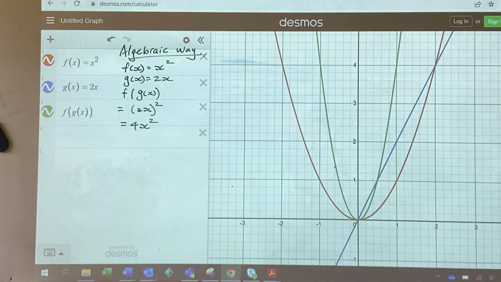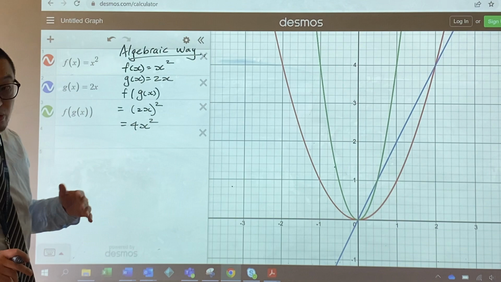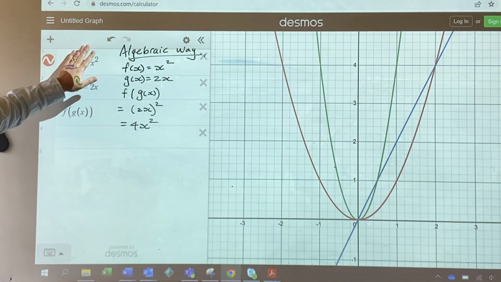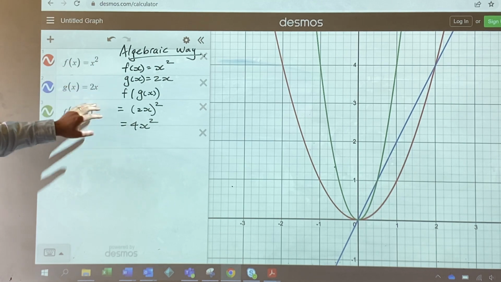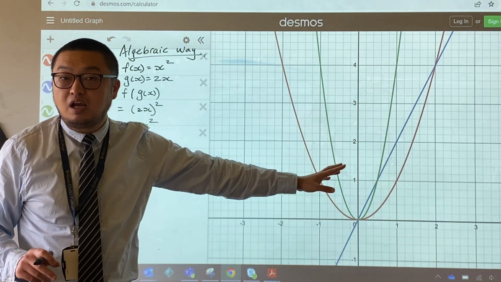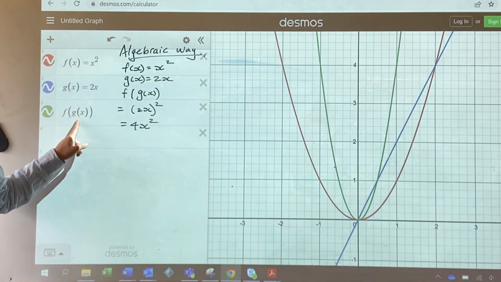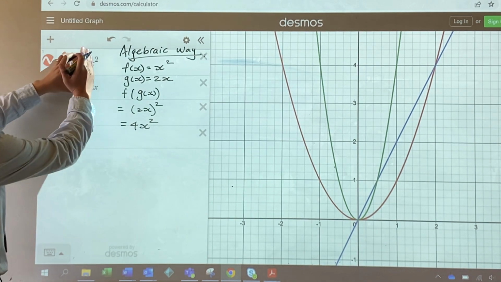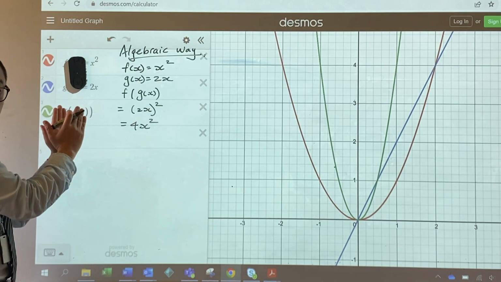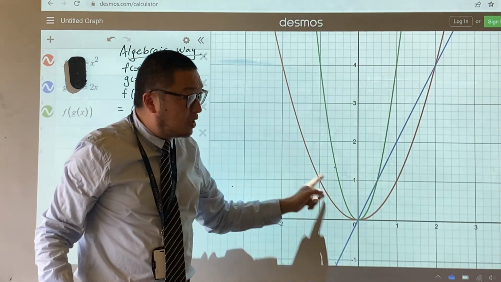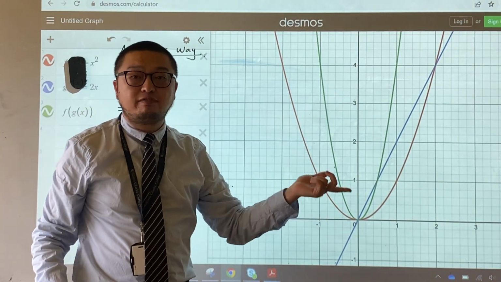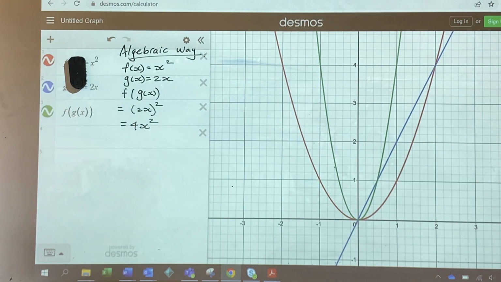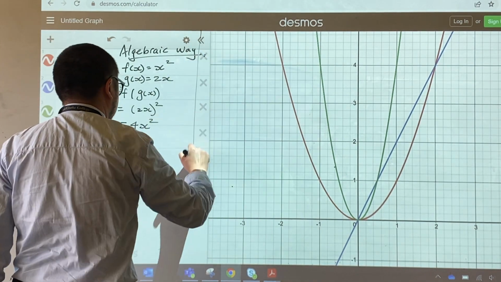This is actually one of the HSC questions two years ago. They didn't give you this. They've given you the graph and ask you to draw that. So let's have a practice. Imagine I didn't have any of the equations here. I just have one graph f(x) and another graph g(x), and they ask us to draw that. So let's try the graphic way.